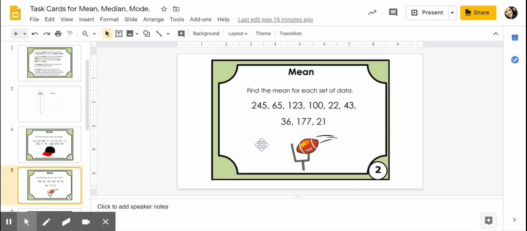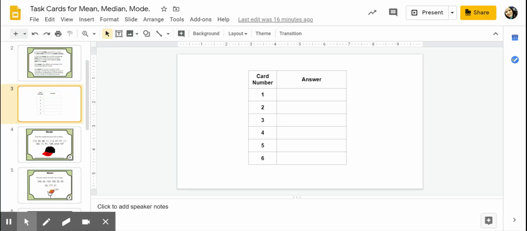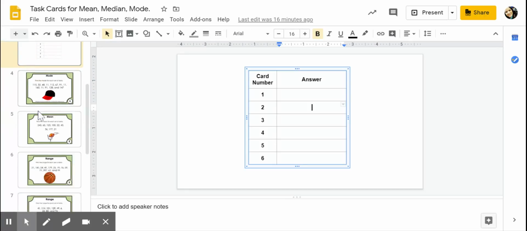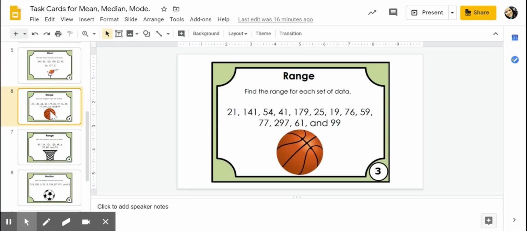Then I go down here. This is task card number 2. I need to find the mean for this data set. So I would add them all up, divide by the amount of numbers that I have, and then click back here and type my answer in. You're going to repeat that for the rest of these cards.